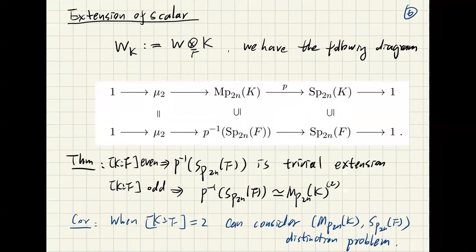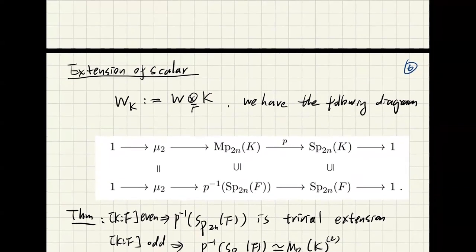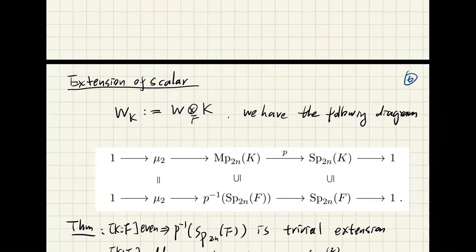Okay, so there's another construction called extension of scalars. This is that if you have W, a vector space defined over F, and K is an extension field of F, then we will have W_K. This is just W tensored with K, and you extend the symplectic inner product linearly. So in this case, Sp(W_K) actually contains Sp(W) as a subgroup.